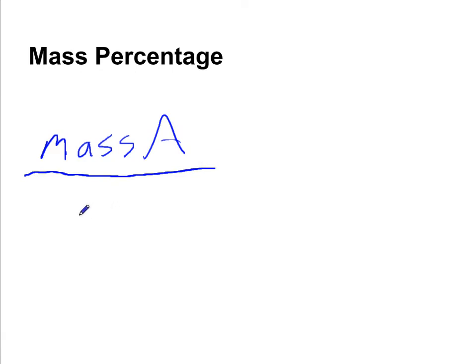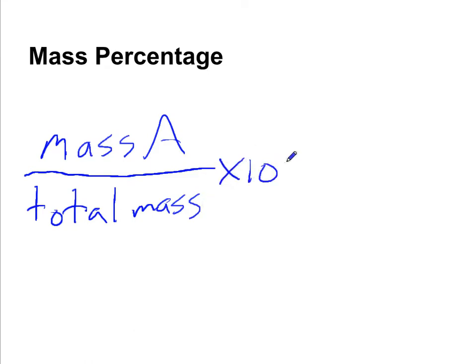The formula for calculating mass percent is mass of A, where A is our solute in this case, divided by the total mass of the solute and the solvent, multiplied by 100. Because anytime you have a percentage, you're multiplying by 100. That's going to equal your mass percent. So it's a pretty easy calculation.